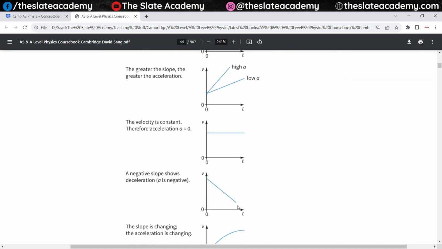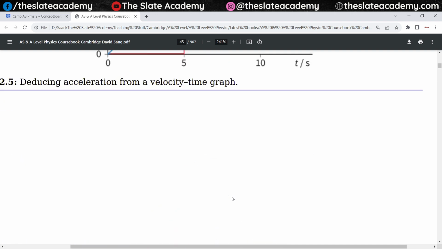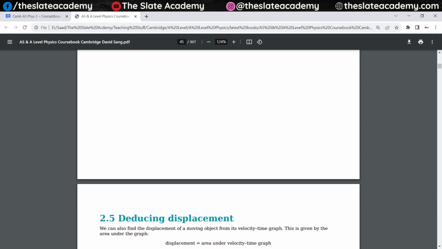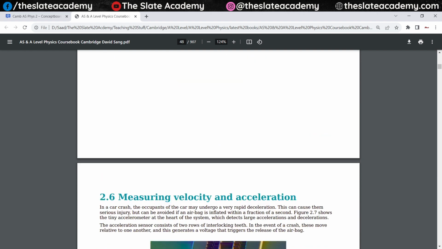A downward sloping line would mean that the velocity is decreasing, so the body is decelerating. If it is a curve, the curve would mean that the gradient is changing. Gradient is acceleration, so the value of acceleration itself is changing. Not just that the velocity is changing, the acceleration itself is also changing. You understand this much? Then the area under the velocity time graph gives us the distance traveled by the object or displacement. This you also know.